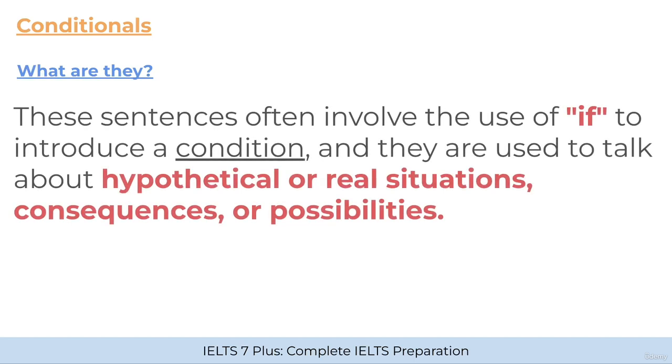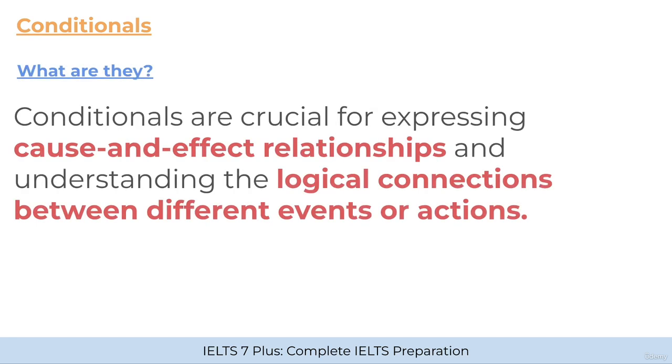So these sentences often involve what we can call an if clause, or the use of if to introduce a condition. So a condition is like a situation, and we can talk about a range of different conditions. They could be hypothetical, which means they might not be real, something that could happen but hasn't happened. They could be real, on the other hand. They could be consequences. So, for example, if one thing happens, then another thing happens, the consequence of an action. Or possibilities that might happen, but we are not sure. So they're really useful to express your ideas and opinions, and add range to your speech and writing. A bit more information. So we have this cause and effect relationship, logical connections between different events or actions here.